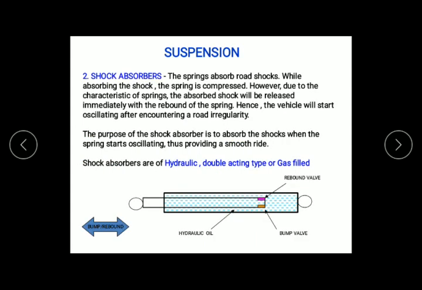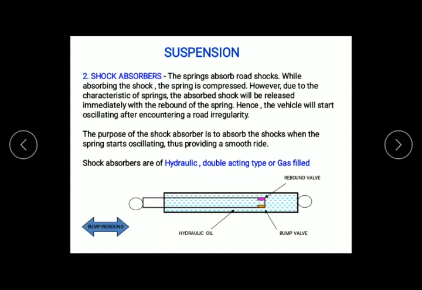Second, shock absorbers. Springs absorb the road shocks. While absorbing the shocks, the spring is compressed. However, due to the characteristics of the spring, the absorbed shock will be released immediately with the rebound of the spring. Hence, the vehicle will start oscillating after encountering a road irregularity.